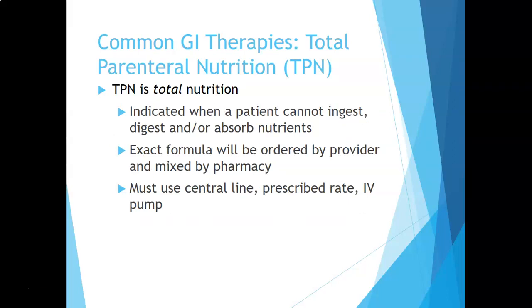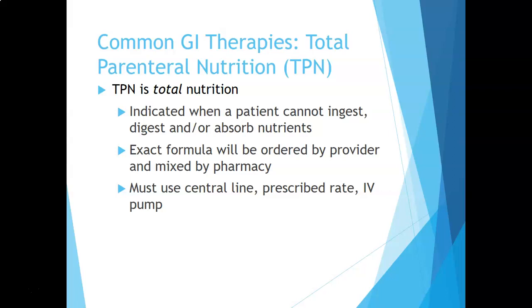So some common GI therapies that you might be seeing as nurses. The first one is going to be TPN, or total parenteral nutrition. As the name implies, this is total nutrition. This is going to be indicated when a patient cannot ingest, digest, or absorb nutrients, basically by taking food in orally. The exact formula will be ordered by a provider, and then pharmacy will generally have to mix it. So you can add additional electrolytes or whatever you want into it.